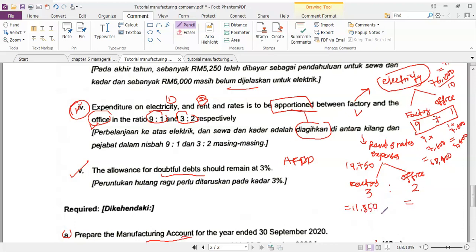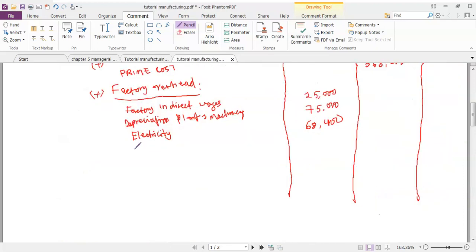Okay, office 3,950 multiply with 2, 7,900. Okay, itu jawapan dia. So, factory adalah 11,850. So, kita kena letak dekat sini lah. Rent and rates untuk factory punya, kita akan masuk dalam factory overhead.